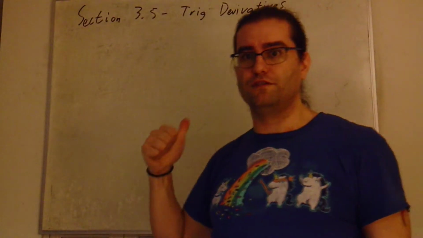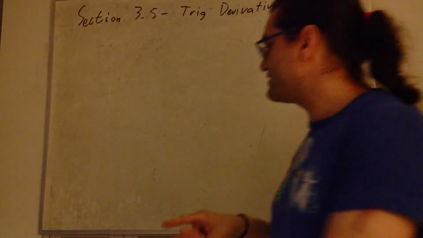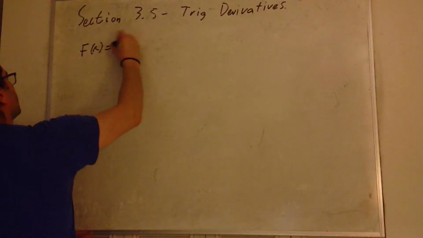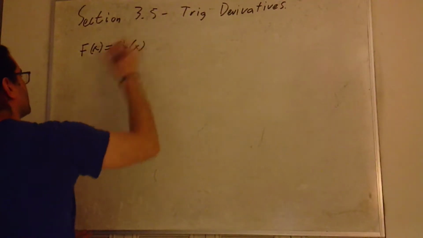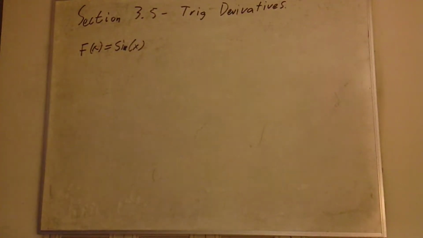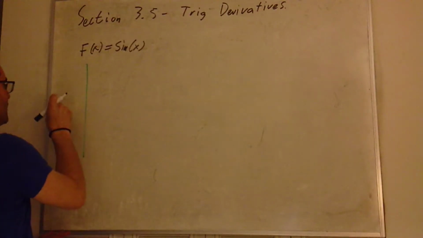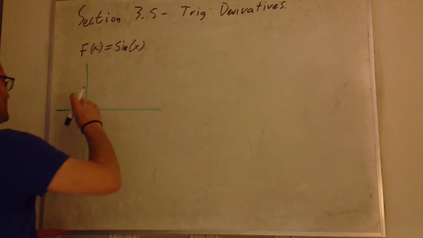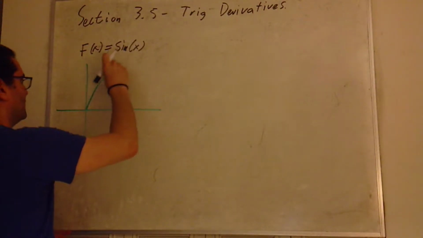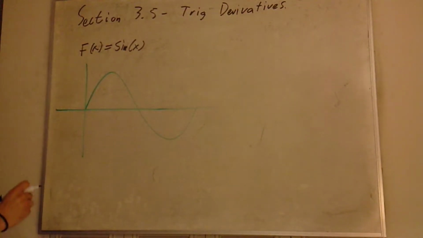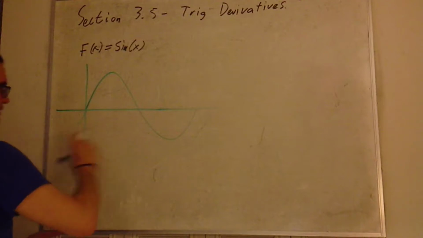We're doing derivatives of trig functions. Let's start with sine. f of x equals sine of x. I want to start this out by talking about its graph. Sine of x does one of these maneuvers. And it does it infinitely. Keeps going.